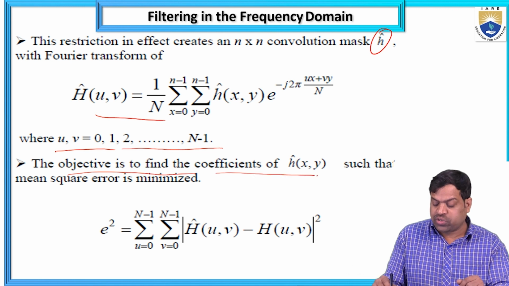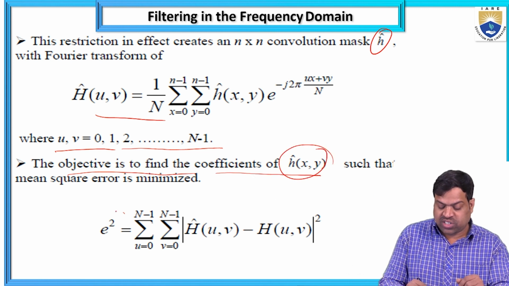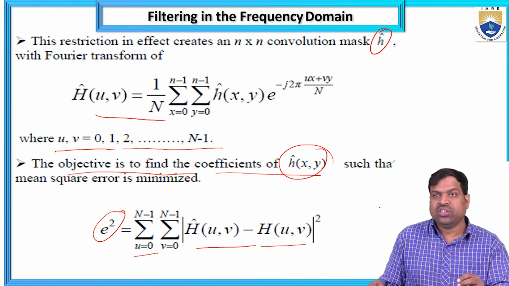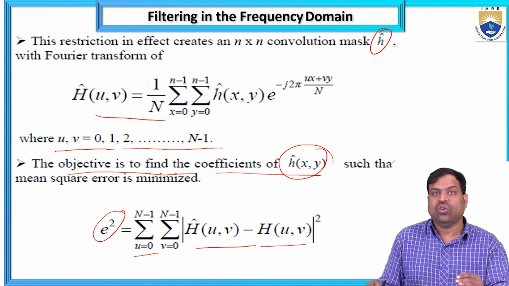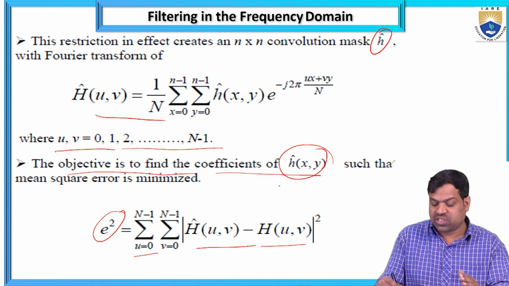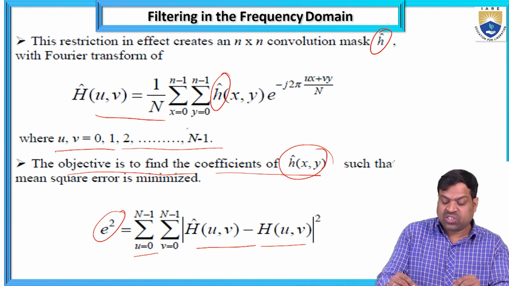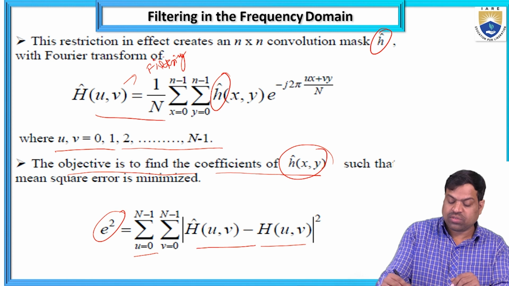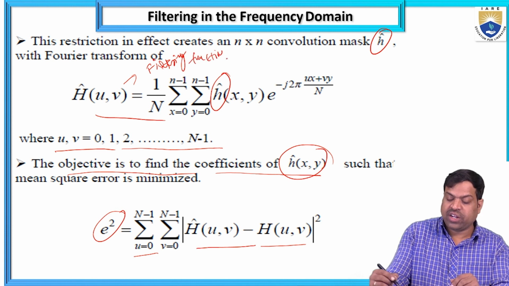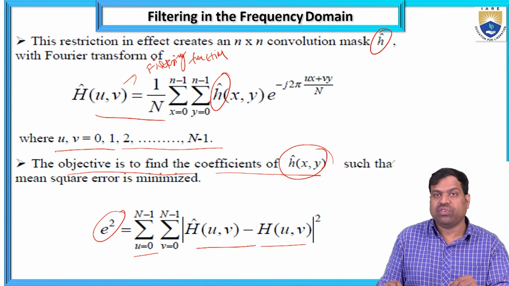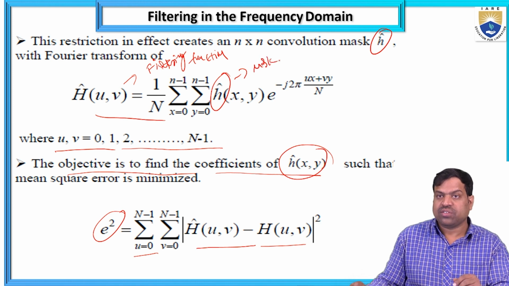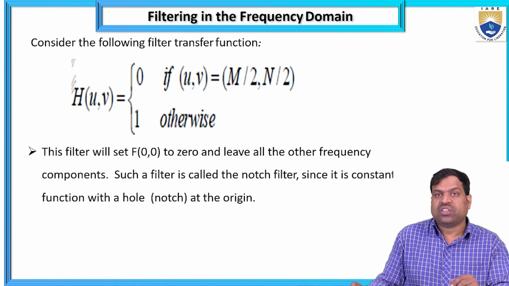The objective is to find the coefficients h dash of x comma y such that e square equal to summation u equal to 0 to n minus 1, v equal to 0 to n minus 1, of h dash of u comma v minus h of u comma v, whole square. So here h dash of u comma v is the Fourier transform function with applying the mask. The Fourier transform is for applying the mask. So when I am using the Fourier transform for filtering functions, we are using h dash of u comma v. When I am using filtering, definitely we have to use a mask. Okay, these are the filtering functions.